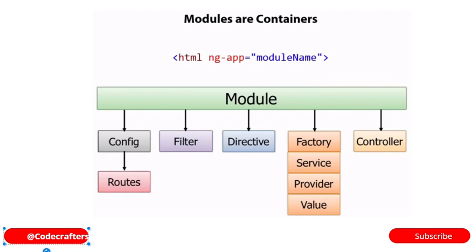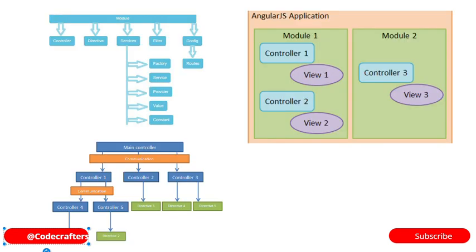Modules. AngularJS applications are organized into modules, which are containers for different parts of an application. Modules can depend on other modules and can be used to encapsulate related functionality. Controllers. Controllers are JavaScript functions that are responsible for handling user interactions and updating the model. They are typically associated with specific views and contain the business logic for that view.